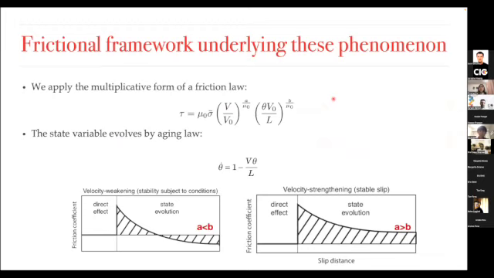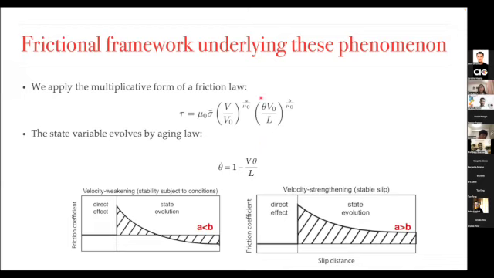Here we use numerical models to try to figure out the underlying relationship of these different phenomena, including different recurrence patterns, different rupture styles like pulse-like and crack-like ruptures, and co-located slow earthquakes and slow slip events. We use this multiplicative form of the rate and state friction law, where tau is the shear traction, sigma bar is the effective normal stress, mu naught is the reference friction coefficient, V and V naught are the slip velocity and reference velocity, and L is the characteristic weakening distance.